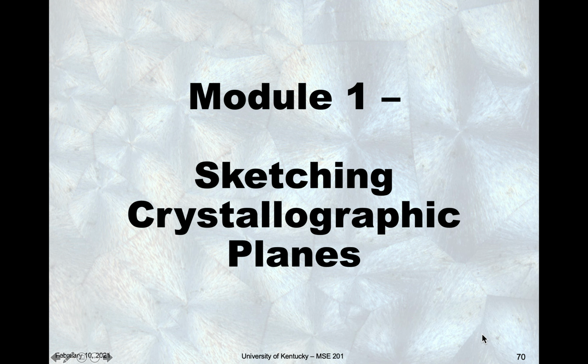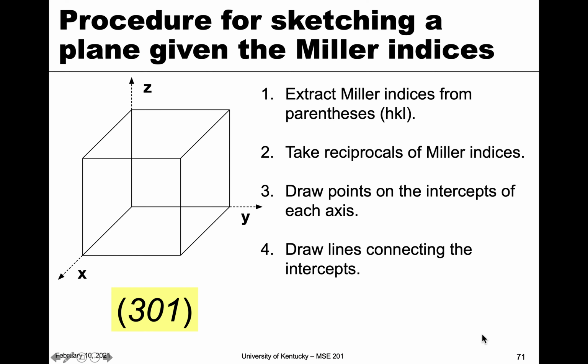All right, so we've talked about how to get the indices for planes. Now let's do the reverse and see if we can sketch crystallographic planes in a unit cell. So this is going to be our procedure that we use for sketching. And as you might have guessed from the crystallographic directions, we're more or less going to do the opposite. So it's pretty intuitive.